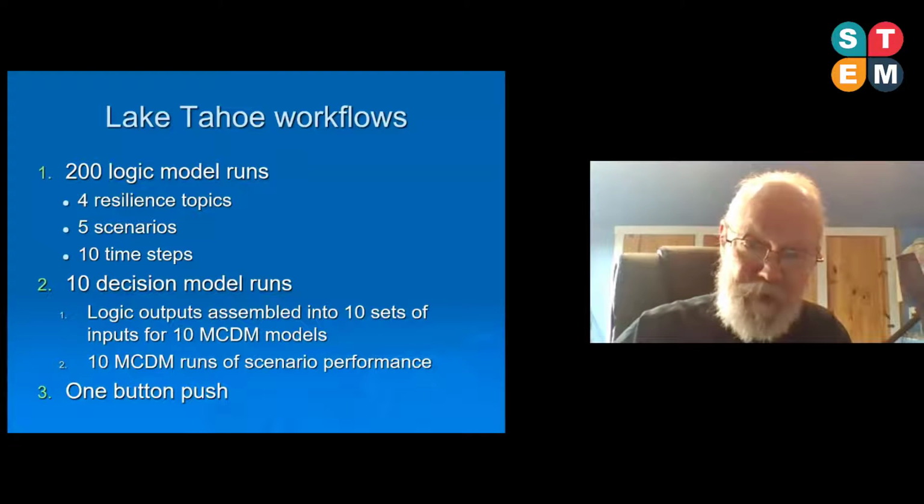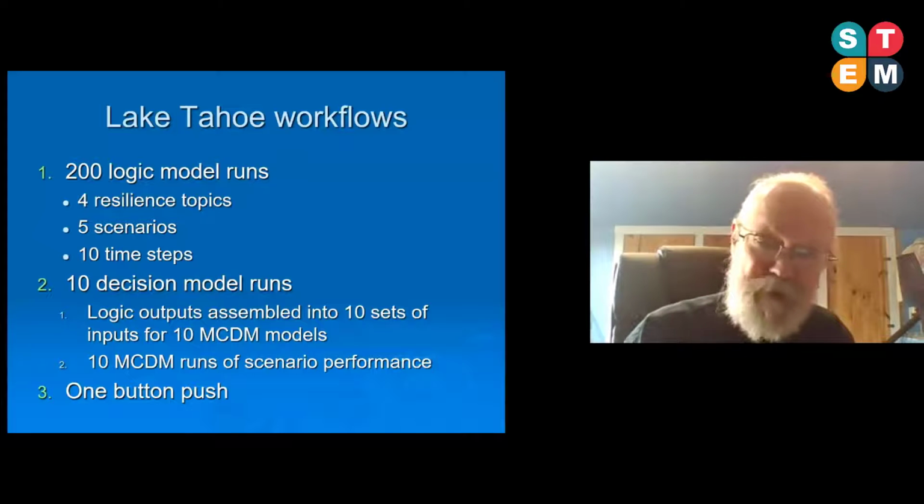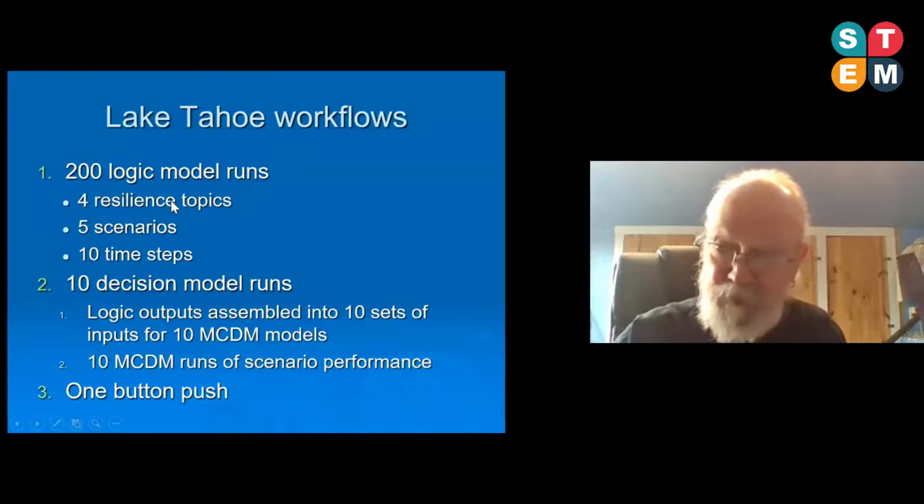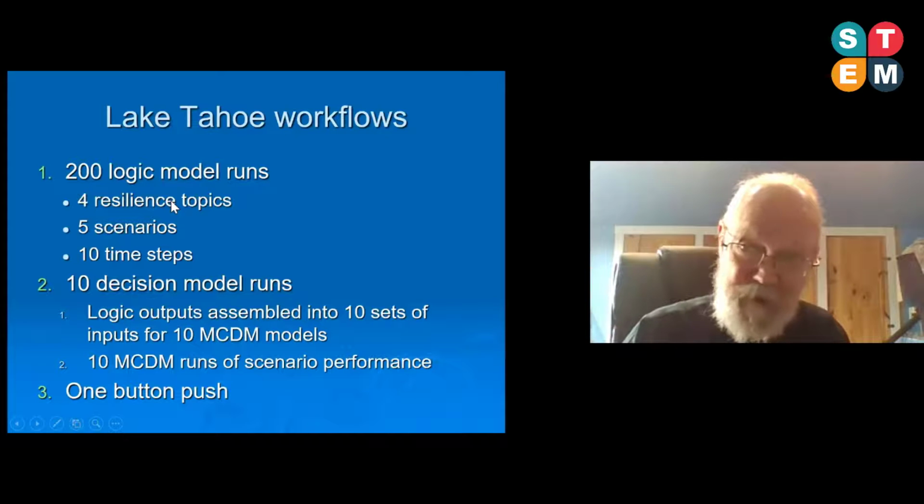Workflows were really important in this. And so this is the workflow portion of the conversation. The overall analysis required 200 logic model runs. That's looking at 4 resilience topics, which feed the decision model. The 5 scenarios evaluated 10 time steps, you get 200 model runs. If you had to do that manually, it's a huge job and it would take weeks, or at least several days and maybe a couple of weeks.